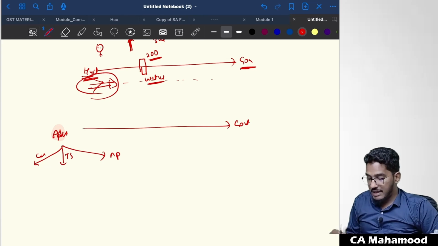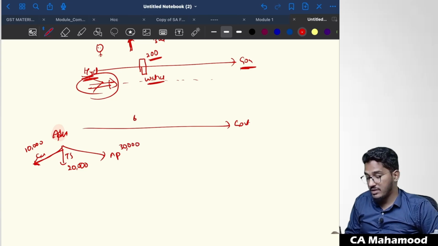Now for this, they have collected some money. For example, for publishing in the newspapers of Gujarat, they have collected 10,000. For publishing in the newspapers of Telangana state, they have collected 20,000. For publishing in the newspapers of Andhra Pradesh, they have collected 30,000. So now what will be the place of supply? Totally 60,000 they have collected. What will be the place of supply?